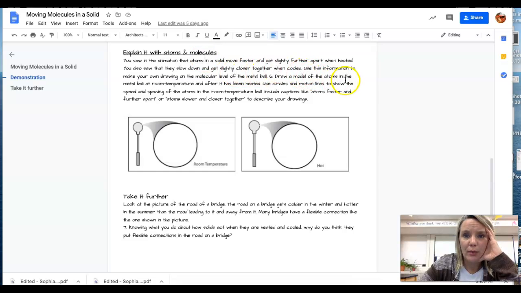All right, so draw a model of the atoms in the metal ball at room temperature and after it has been heated. Use circles and motion lines to show the speed and spacing of the atoms at room temperature. Include captions like atoms are faster and further apart or atoms are slower and closer together. So at room temperature, are the atoms faster and further apart or are they slower and closer together? And then in hot, are the atoms of the ball faster and further apart or are they slower and closer together? And again, if you can't write on this Google Doc, go ahead and write on a regular piece of paper and then just take a picture and upload it with your assignment.